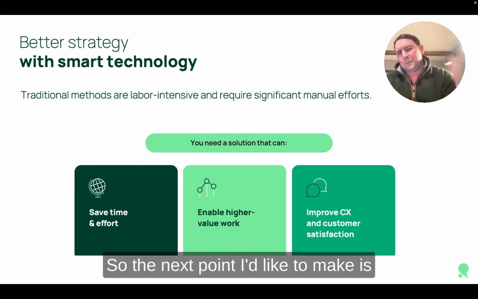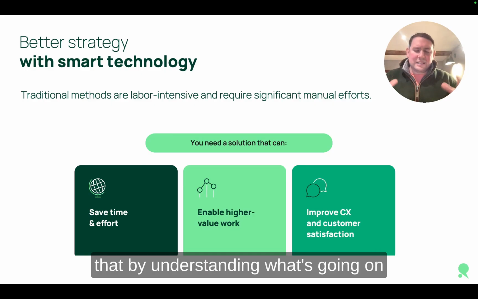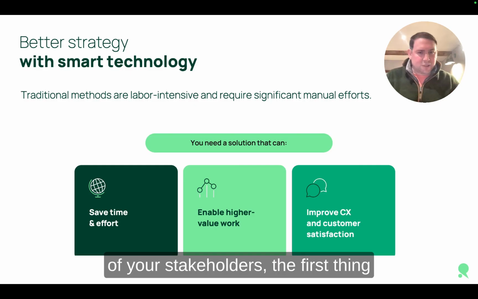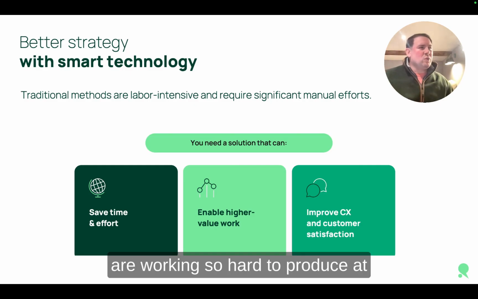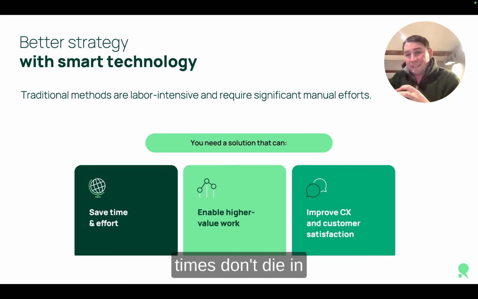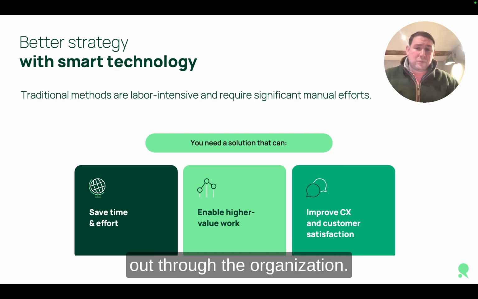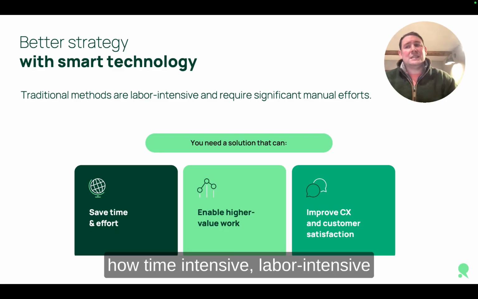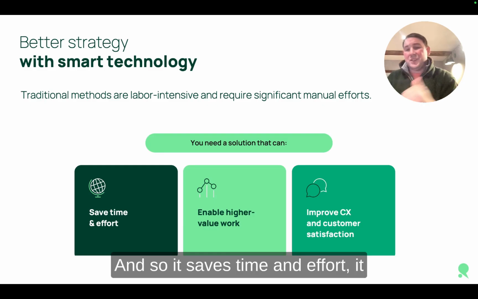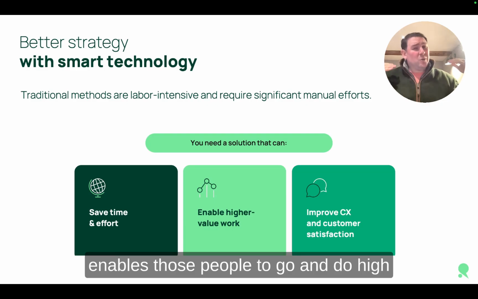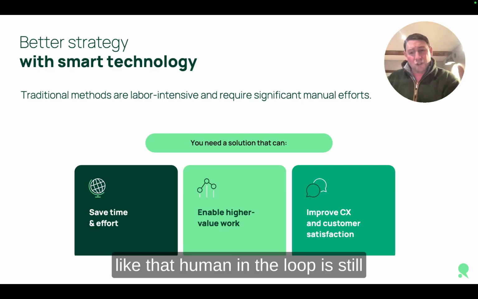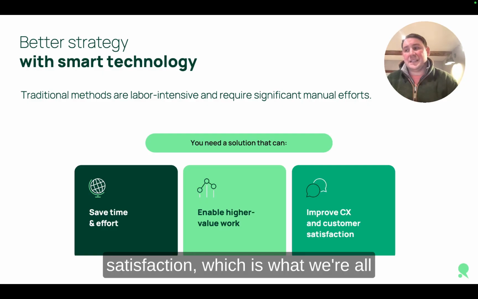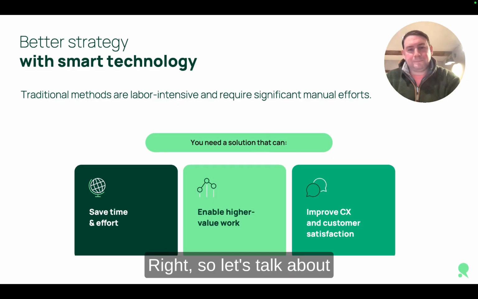So the next point I'd like to make is that by understanding what's going on and driving a better outcome for all of your stakeholders, the first thing is that those insights that you guys are working so hard to produce at times don't die in the analytics team. They're able to actually spread out through the organization. It means that we're able to take away how time intensive, labor intensive, and manual a lot of that process can be. And so it saves time and effort. It enables those people to go and do high value work with that data. Like that human in the loop is still super essential, and ultimately improves your CX and customer satisfaction, which is what we're all going to school for, right?